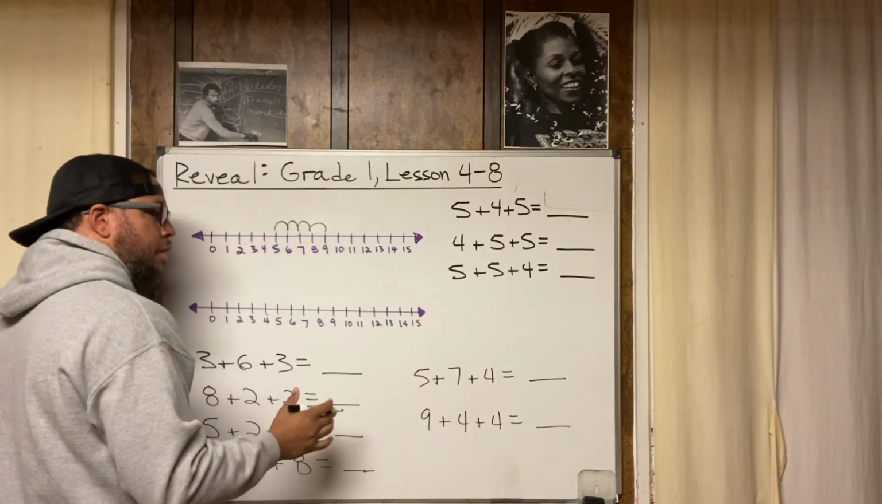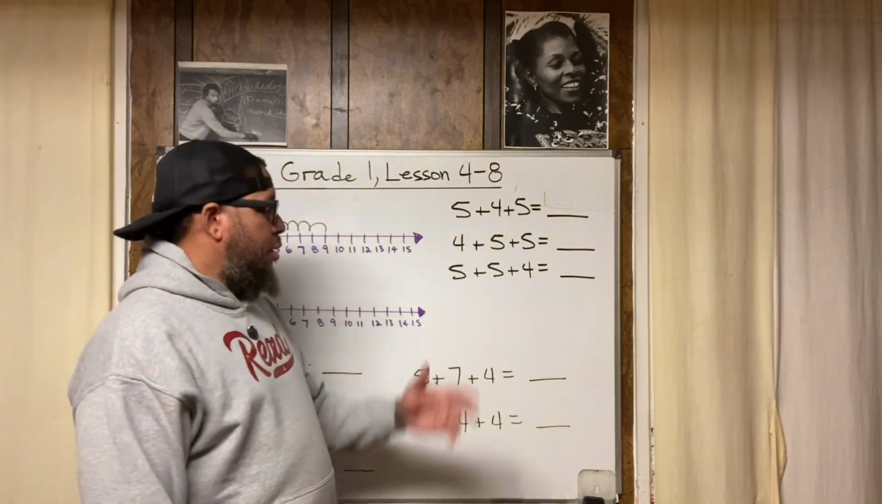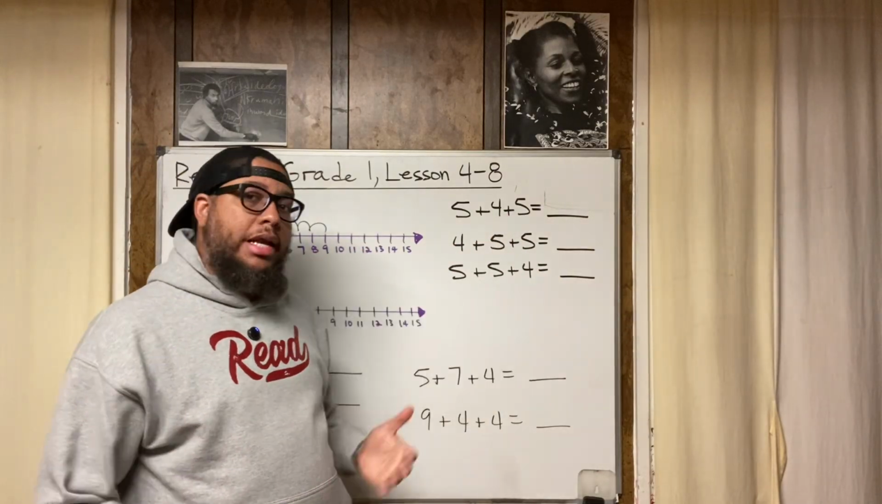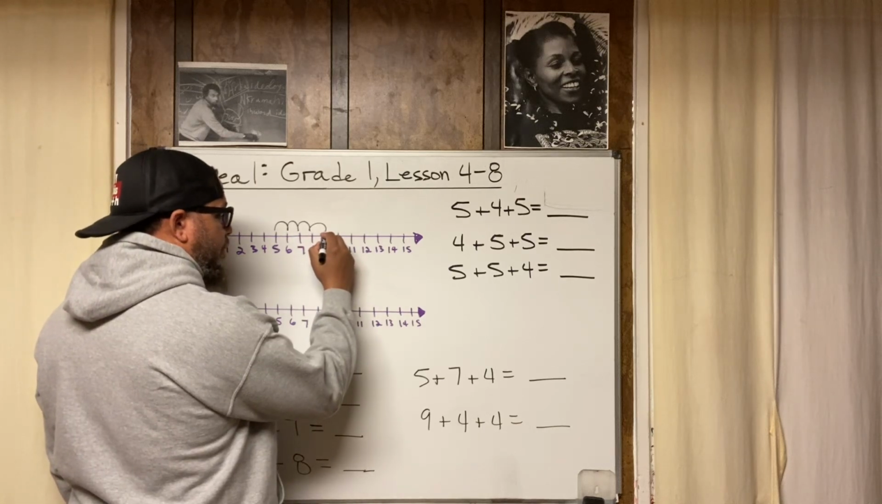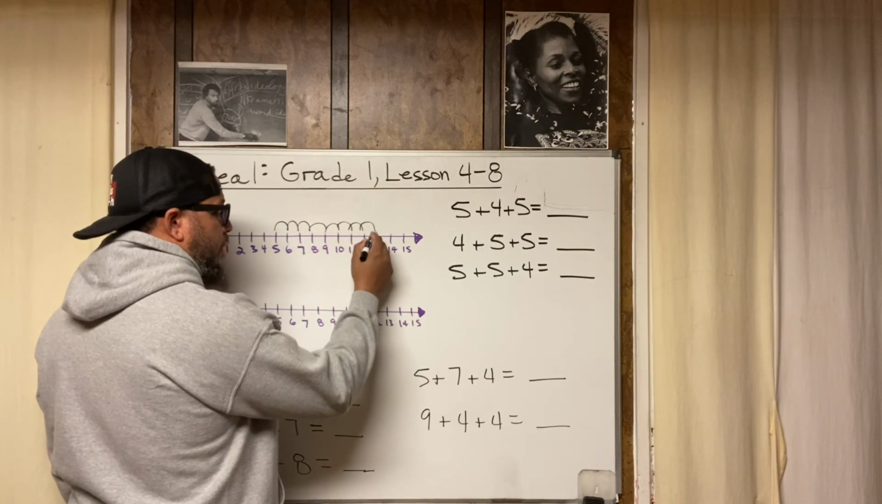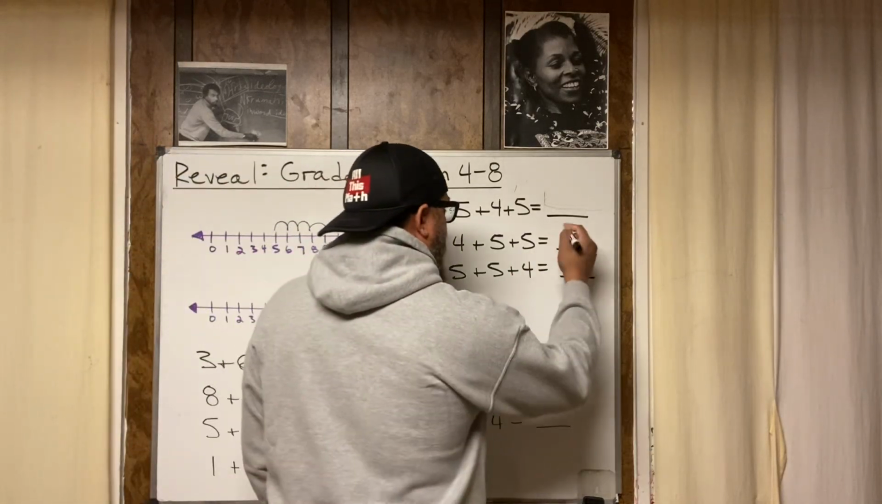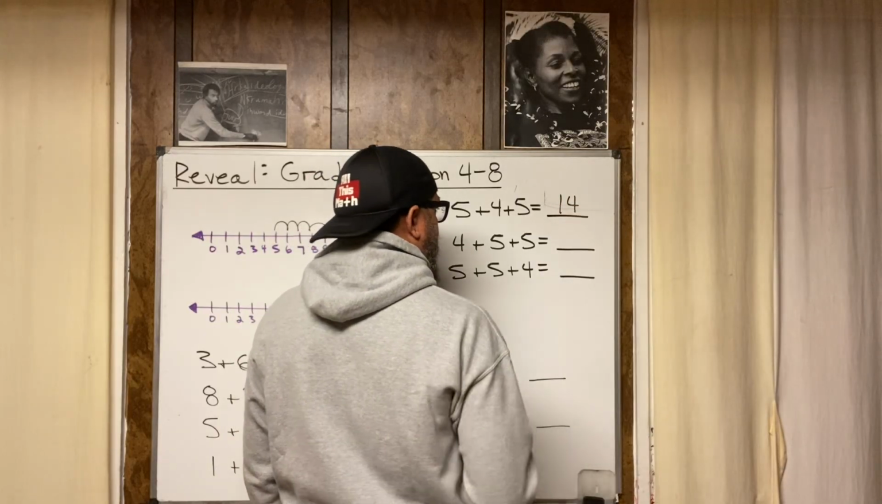So now we're at 9, but now it says plus 5. So that means we got to go 5 more spaces to the right. We're not subtracting, so we're not going left. We're adding, so we're going to the right. We got to go 5 more spaces. So from here, we're going to count 5 spaces. We're going to jump 1, jump 2, jump 3, jump 4, jump 5. Where do we end up at? 14. So that means that the sum of 5 plus 4 plus 5 is 14.